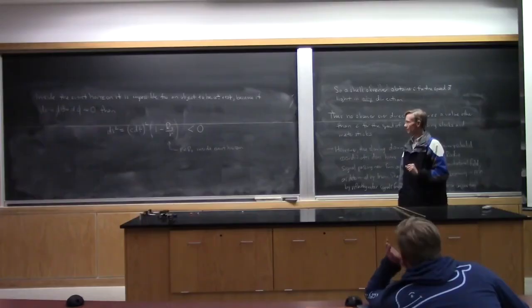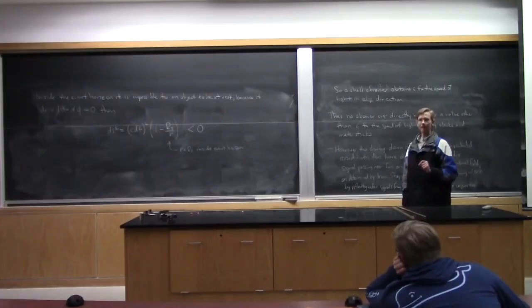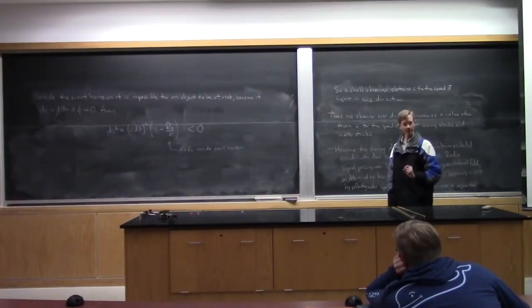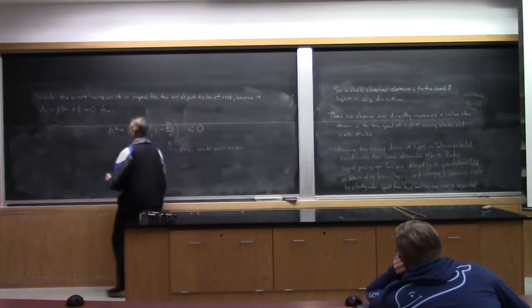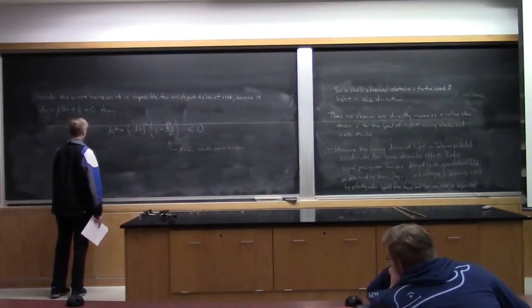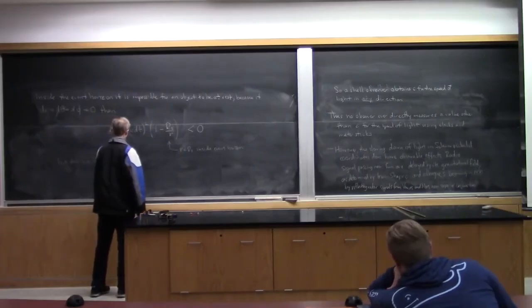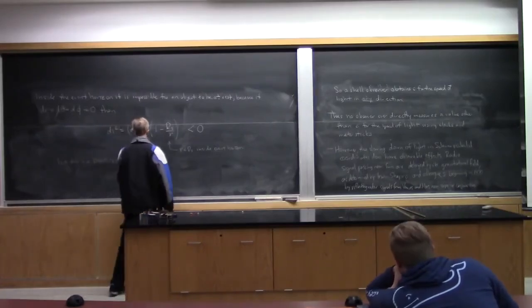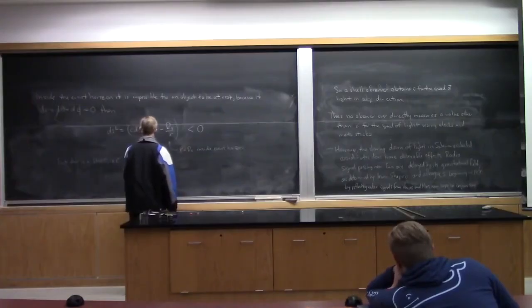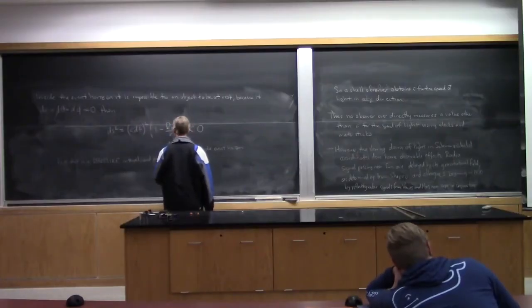But wait a minute, a material particle cannot have ds squared less than 0, because that's a space-like interval. And particle world lines have to be time-like, not space-like.